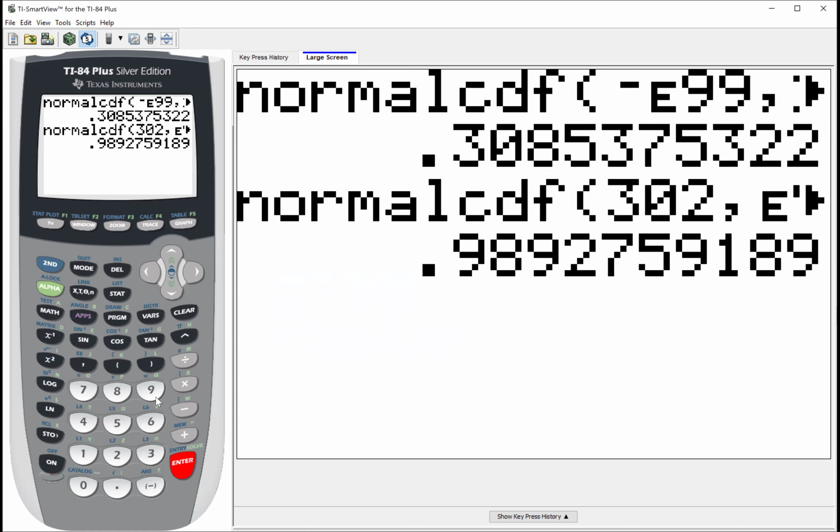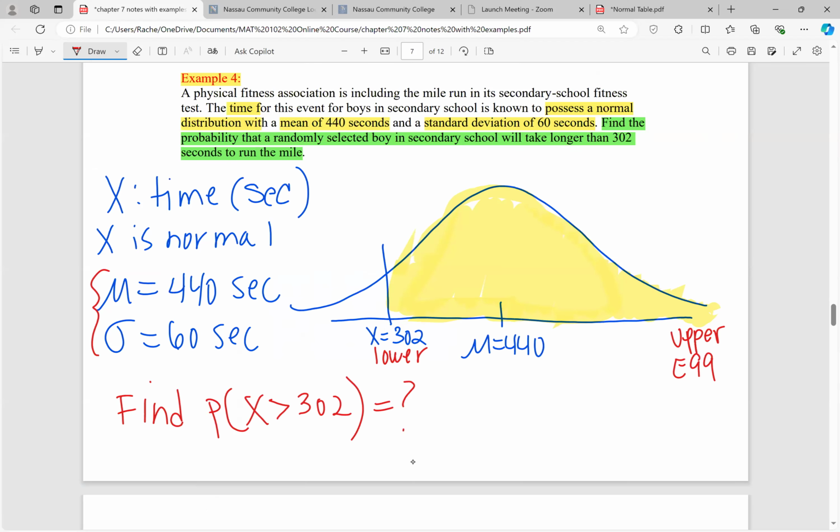And if we go 4 places, we get about 0.9893. So this shaded area is approximately 0.9893, and that's going to be the answer to the probability question. So there's about a 98.93% chance that it's going to take a secondary school boy more than 302 seconds to run the mile.